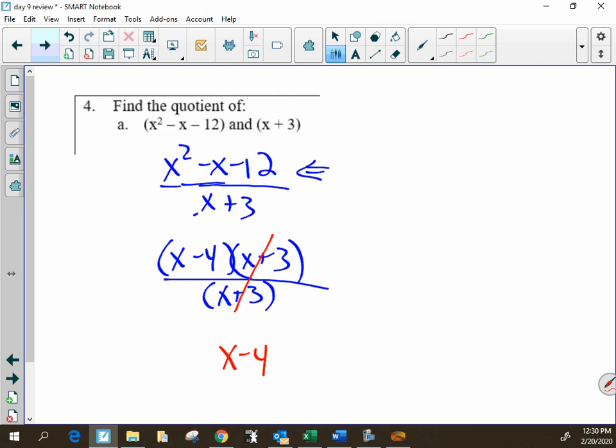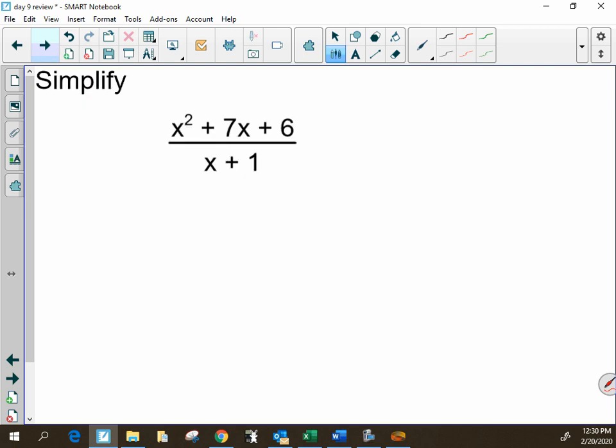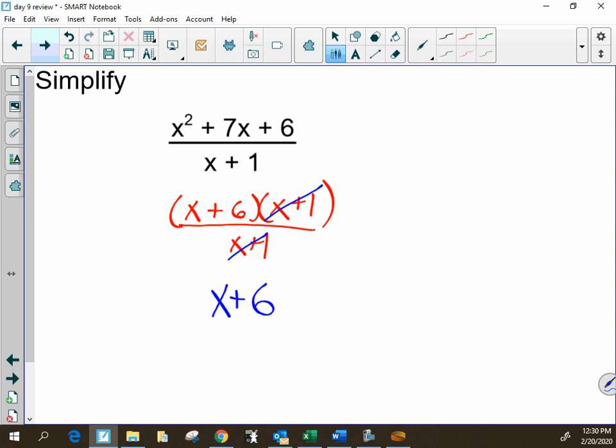Here's the same type of problem. We factor the top, and that'll be x plus 6 times x plus 1 over x plus 1. And the x plus 1's cancel, and I'll get x plus 6.